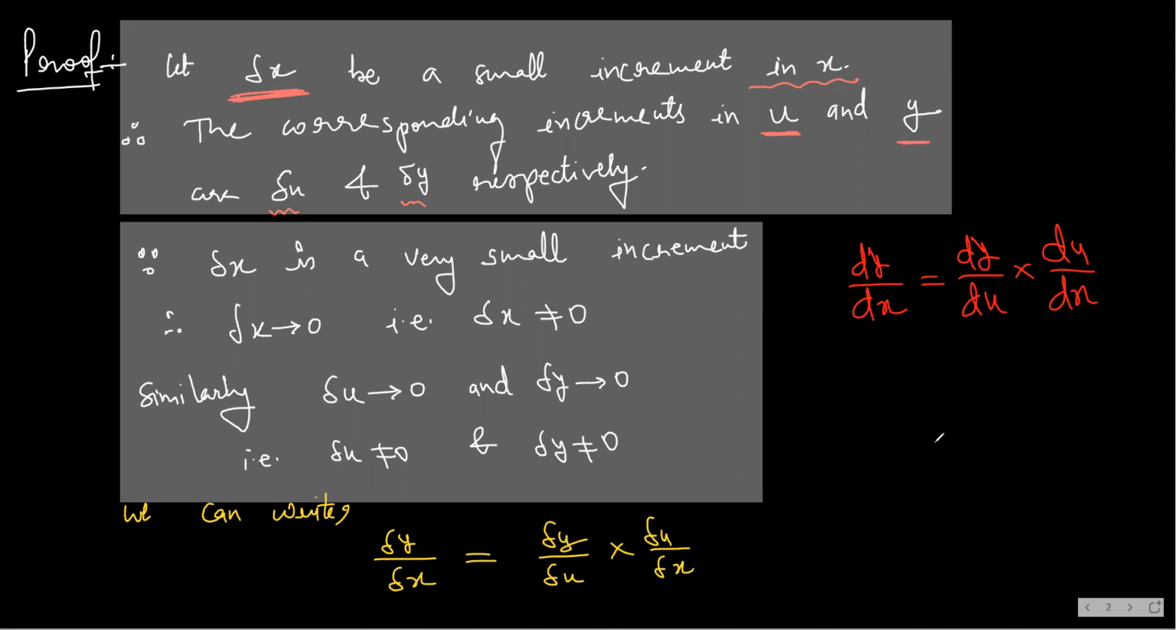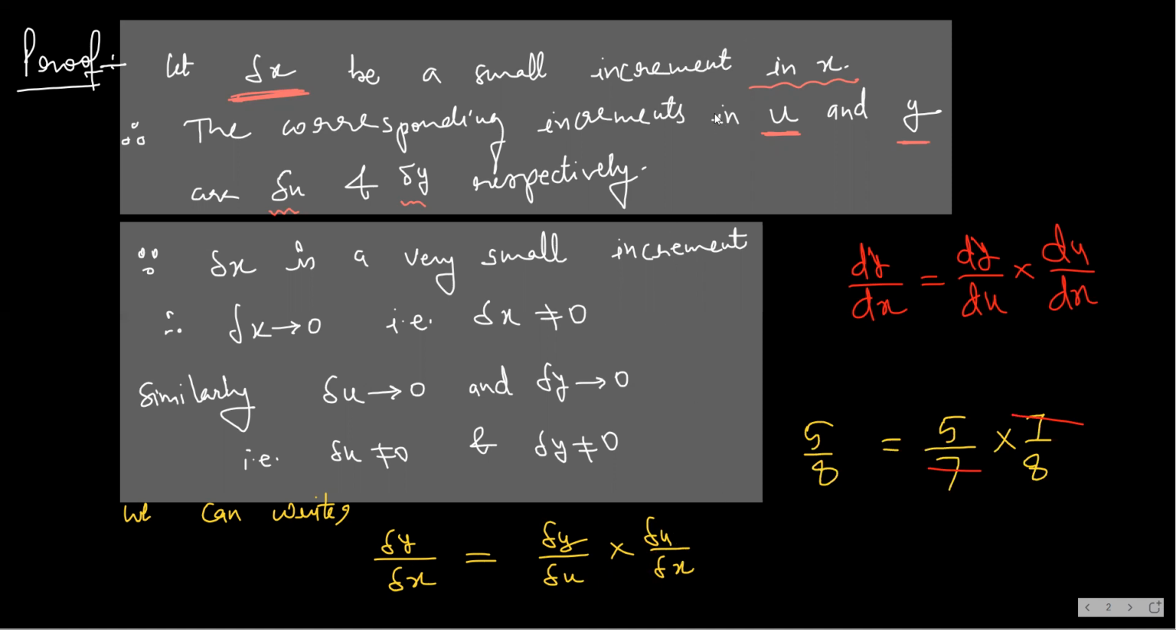It is very simple. Tell me, if I have 5 upon 7 into 7 upon 8, can I not write this as 5 upon 8? Yeah, definitely. See, this 7 cancels. Same way here, delta u cancels. What you have is delta y by delta x. So that is what I'm doing. I'm writing delta y by delta x as delta y by delta u into delta u by delta x.